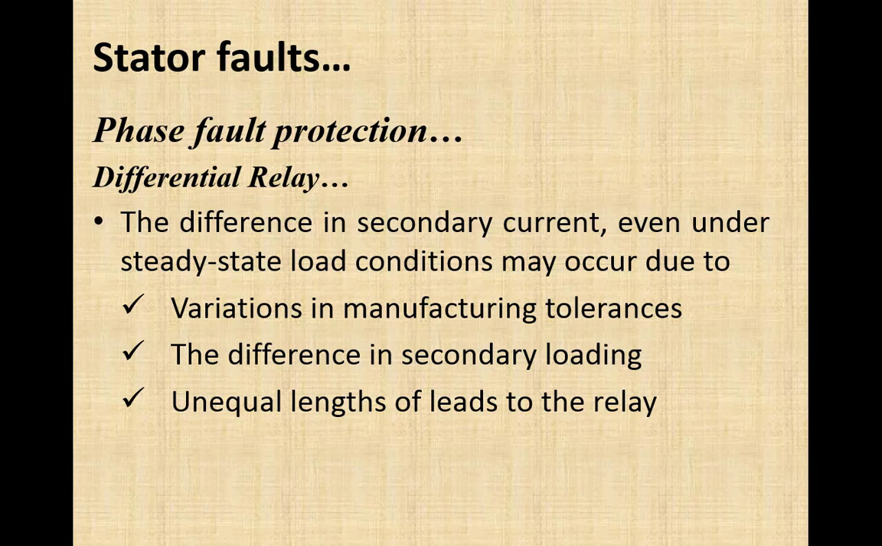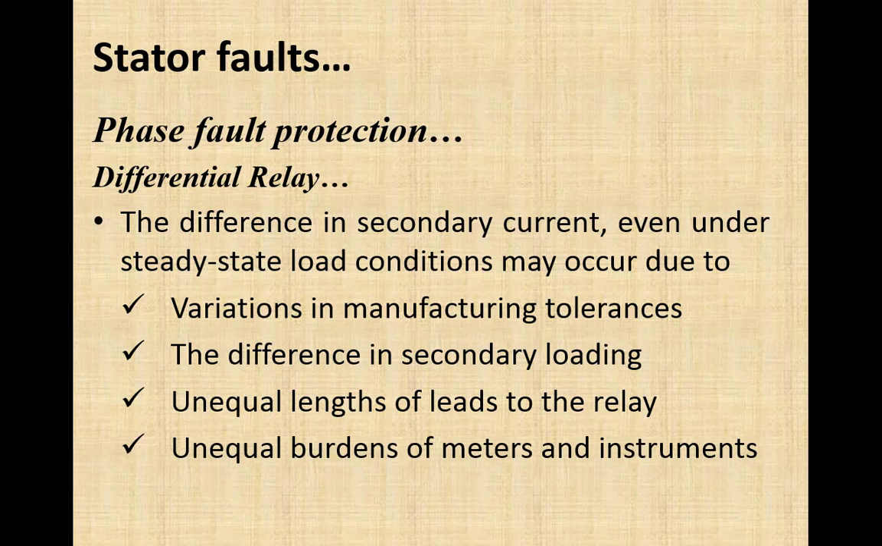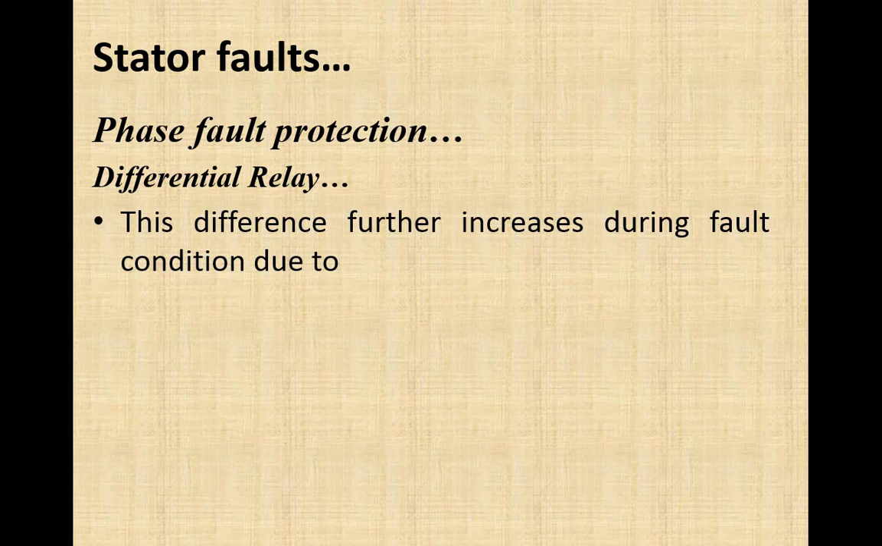So unequal length of lead means the lead impedance on the secondary side of the CT will become different for the two side CTs. So the response of two CTs will become different from each other. Also, unequal burden of meters and instruments that we have connected on the secondary side of the CT may have different impedance values. So these are the reasons for unequal response of two CTs during the normal condition, and this difference will further increase during the fault condition.